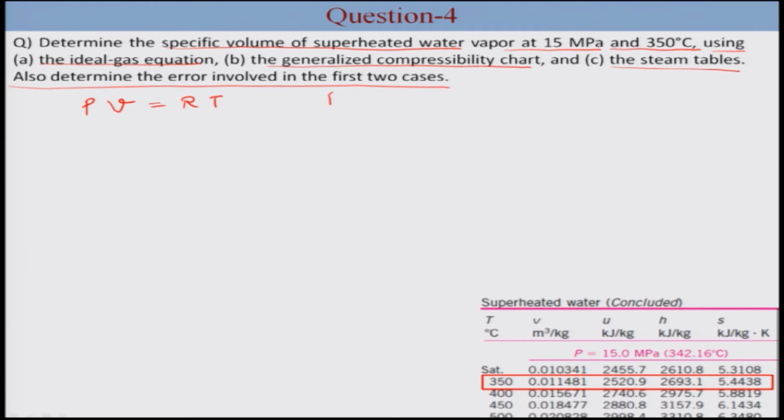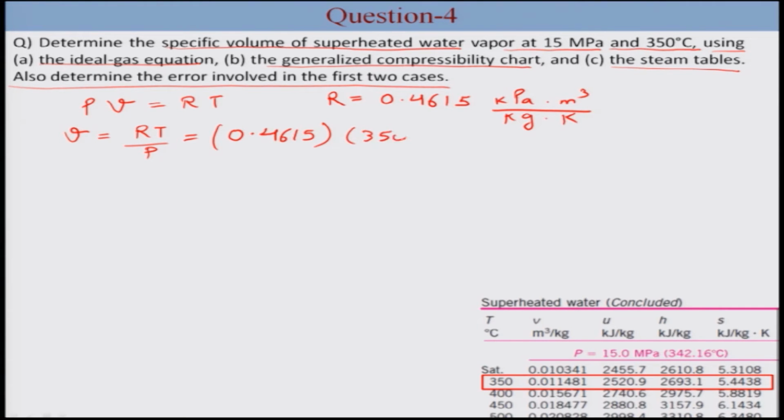For water, R is 0.4615 kilopascal meter cube per kg Kelvin. V is equal to RT by P. So 0.4615, temperature is 350 plus 273.15 divided by 15 megapascal or 15,000 kilopascal. So this gives a value of 0.01917 meter cube per kg. So this is the value of specific volume using the ideal gas equation.